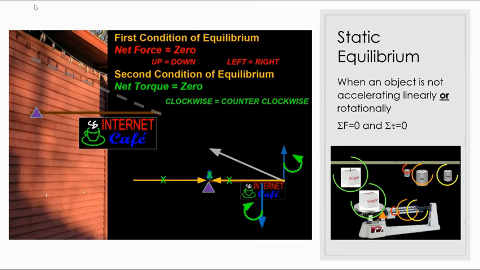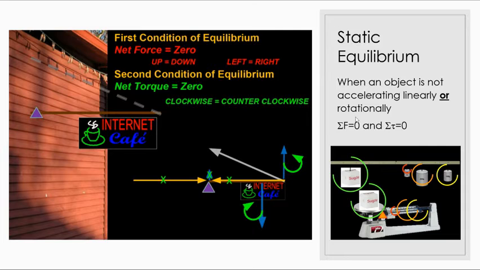We just recently talked about translational equilibrium, where the sum of forces is equal to 0. But if we have an object that is not accelerating linearly, so in the x or y direction, and there's no angular acceleration, then the sum of forces equals 0 and the sum of torque equals 0. And in this situation, we call this static equilibrium.